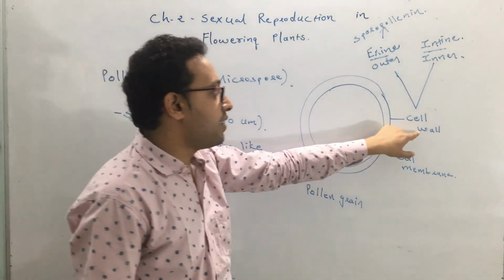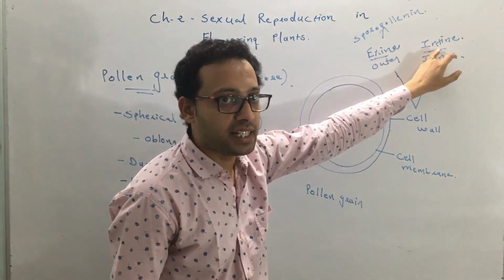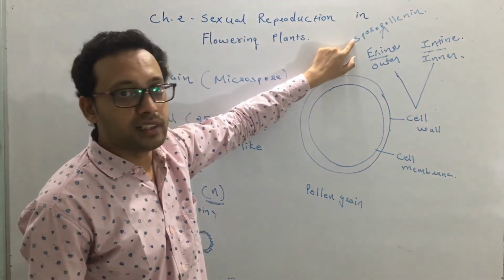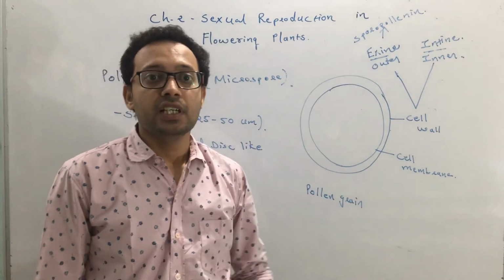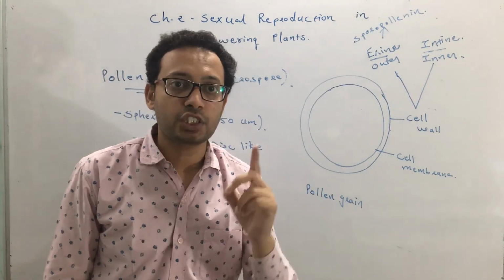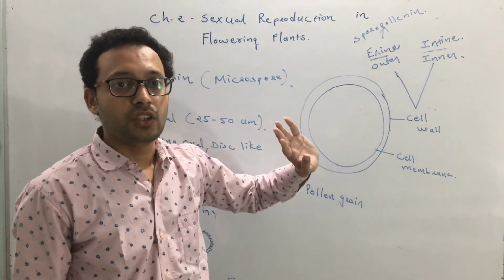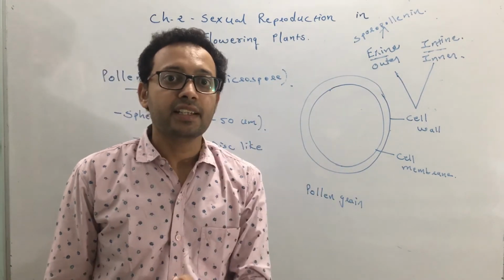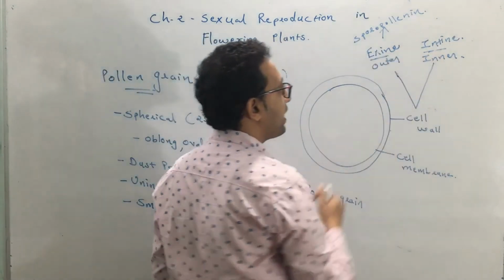Clear? So the cell wall of the pollen grain consists of how many layers? Two, exine and intine. Which is the outer layer? Exine is the outer layer. It is made up of which material? Sporopollenin. This is the organic material which is resistant to strong acid, strong alkali and higher temperature. No one in the world has been known till date who can damage this layer. Now the second layer is called intine.